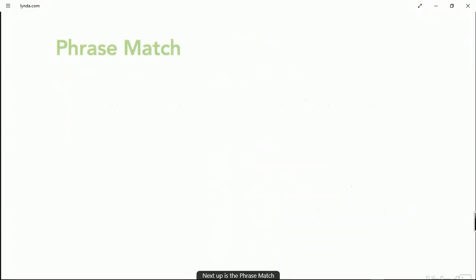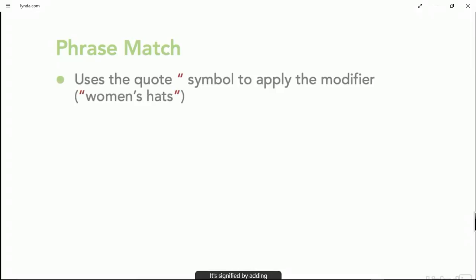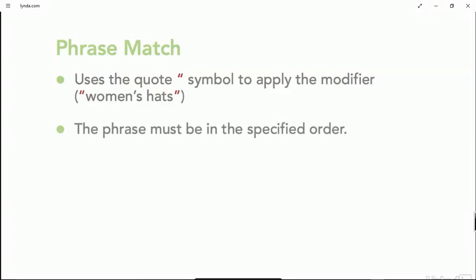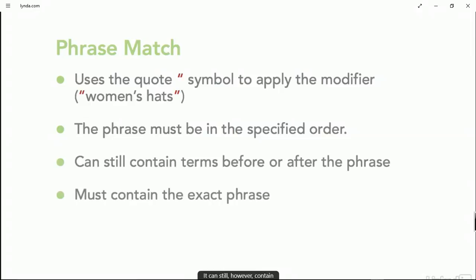Next up is the phrase match. Phrase match restricts traffic even further by locking down the order of things. It's signified by adding quotes around the phrase. So in this case, we put the quotes around women's hats. This means that the phrase must be in the specified order. So hats for women won't work, and also that won't work because there's a word for in there. So women's hats has to appear exactly like it does in those quotes. It can still, however, contain some terms before or after the phrase, and I'll show you that in just a minute.